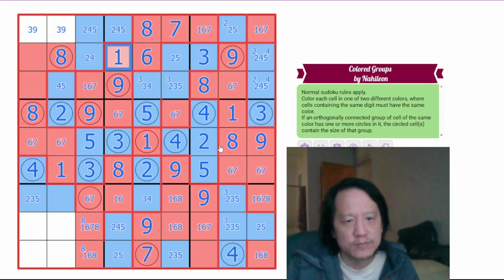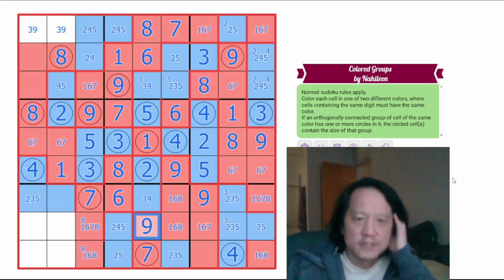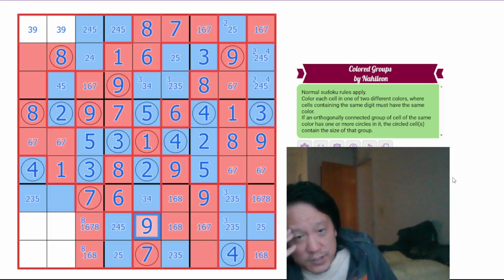That's 7, this is 1, which makes this 6 and 7. This 1 eliminates 1 here, so it's 6. That forces this to be 7. But that's not going to work, because then the blues are by themselves. Oh, what did I do? I'm so close, but I made a mistake somewhere.